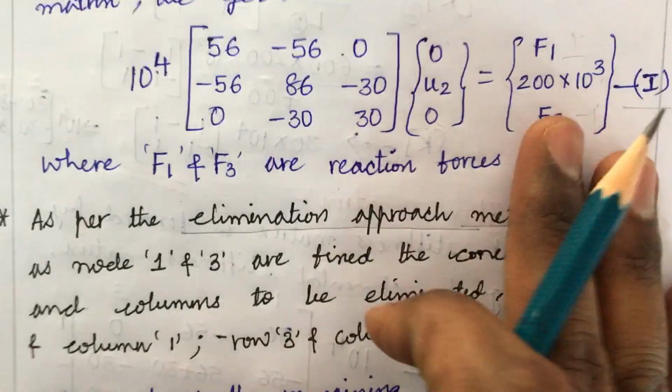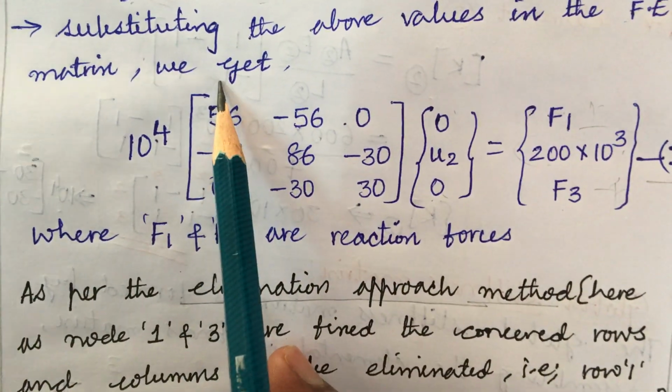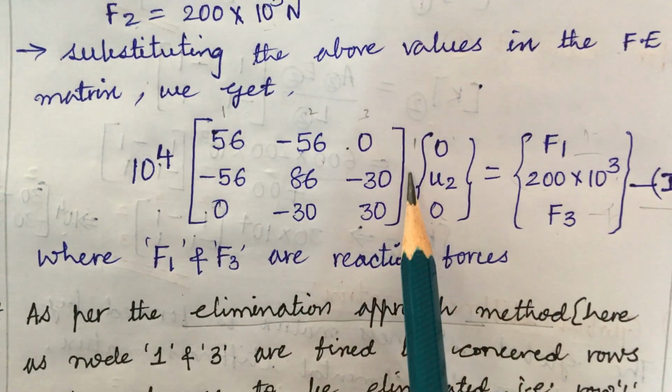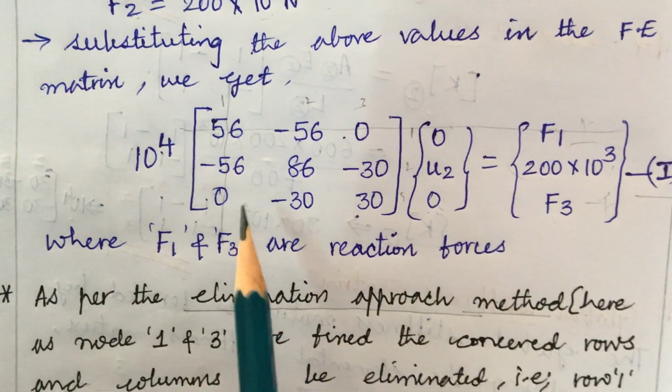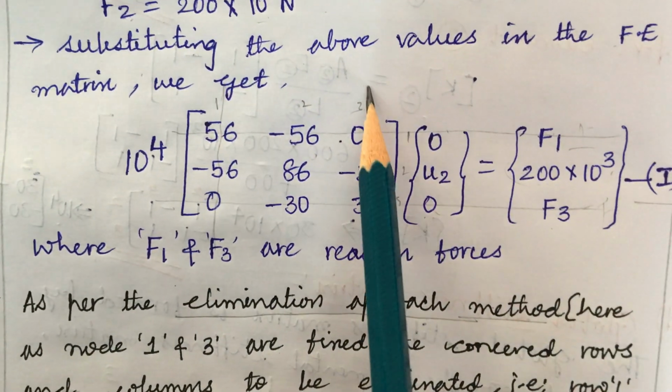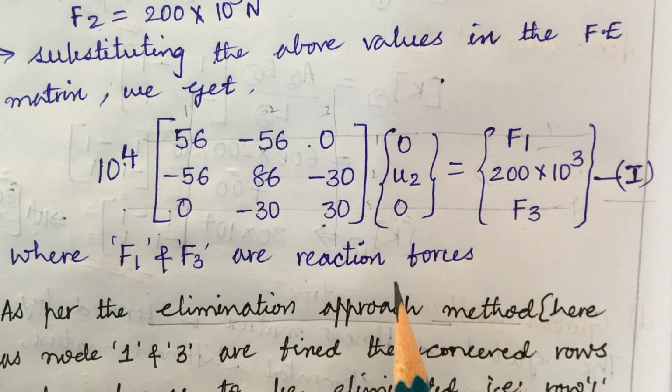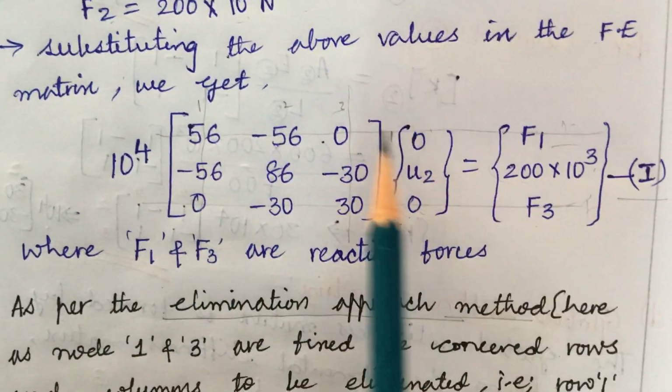As node 1 and node 3 are fixed, as per the elimination approach method, this is 1 2 3, 1 2 3. So row 1 and column 1 and row 3 and column 3 are to be eliminated. Getting? Row 1 column 1, row 3 column 3.